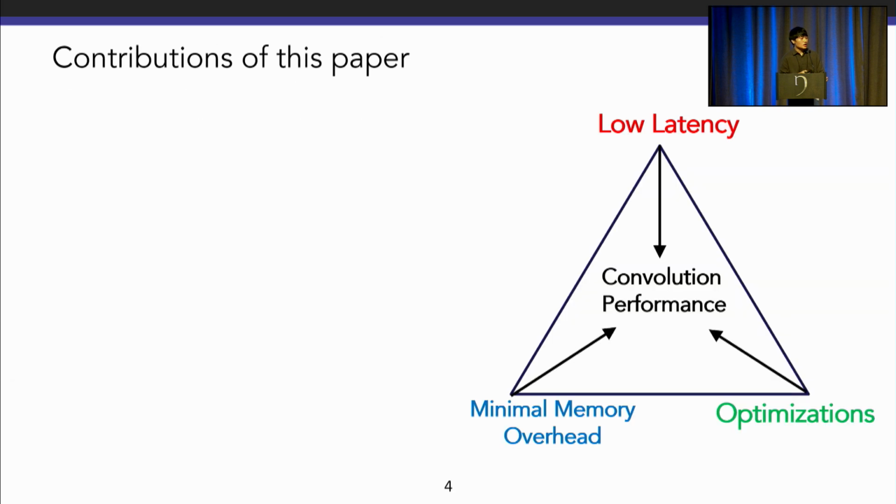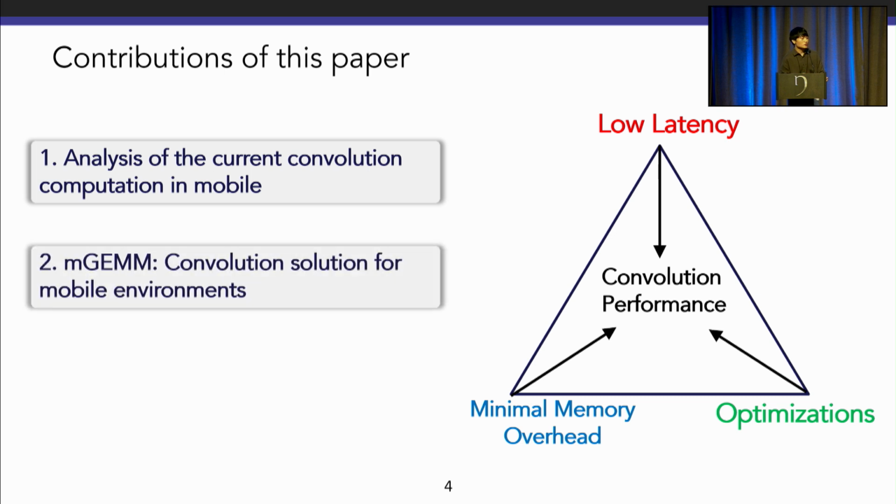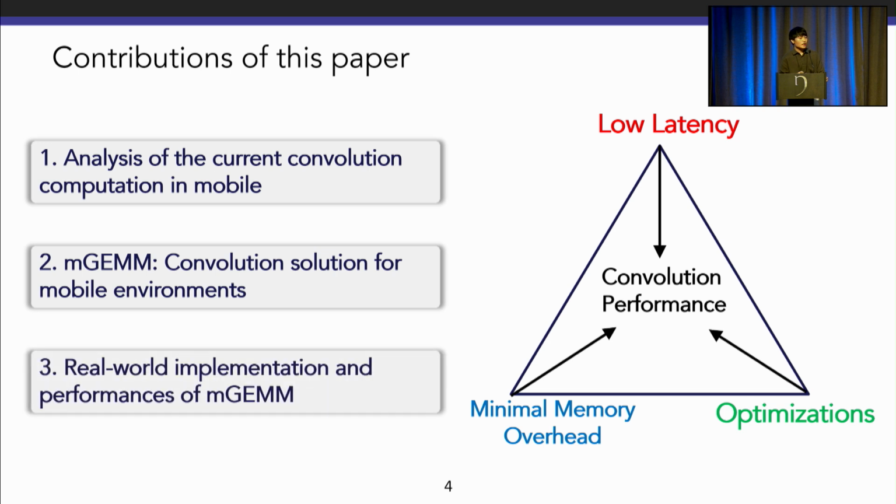Our solution, mGEMM, solves this problem through three main contributions. First, we analyze the current computation in mobile and find the reasons behind those problems. We then create a highly optimized convolution solution for mobile based on this analysis, overcoming the problems of existing solutions and achieving lower latency, minimal memory overhead, and optimizations for the mobile hardware. Finally, we create a real-world implementation of the mGEMM algorithm and test it on various off-the-shelf mobile devices to test our claims and provide a reference for future research.